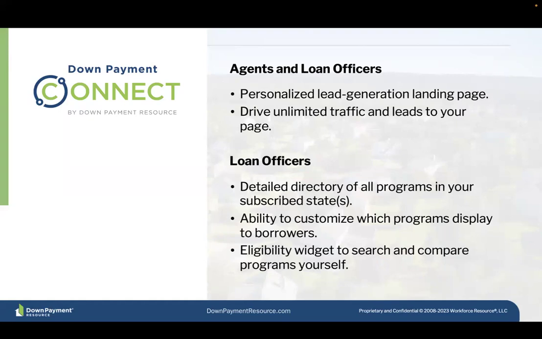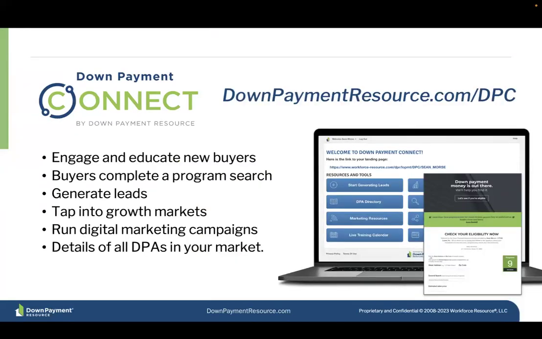The ability to customize which programs display to borrowers, because as lenders, you've only got access to certain DPAs, right? So based on your company's product suite, you can customize what displays, and you also get an eligibility widget so you can search and compare programs yourself. Down Payment Connect allows all of you, agent or loan officer, to engage and educate new buyers. They complete a program search to see if there's help out there. In order to learn more, i.e., they generate a lead to you, they fill out a form that drives the lead to you and only you.